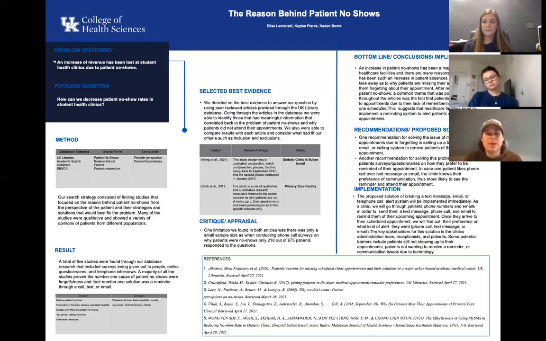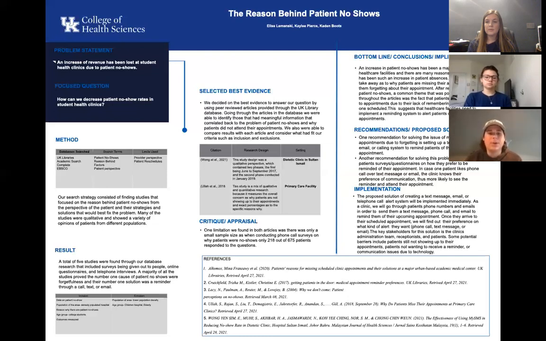So selecting the best evidence, we decided to answer our question by using peer-reviewed articles provided through the UK library database. Going through the articles in the database, we were able to identify those that had meaningful information that correlated back to the problem of patient no-shows and why patients did not attend their appointments. We were also able to compare results with each article and consider what had fit our criteria, such as the inclusions and exclusions.